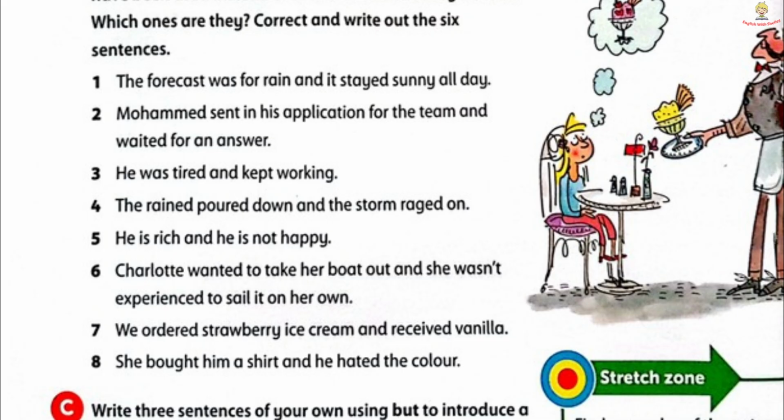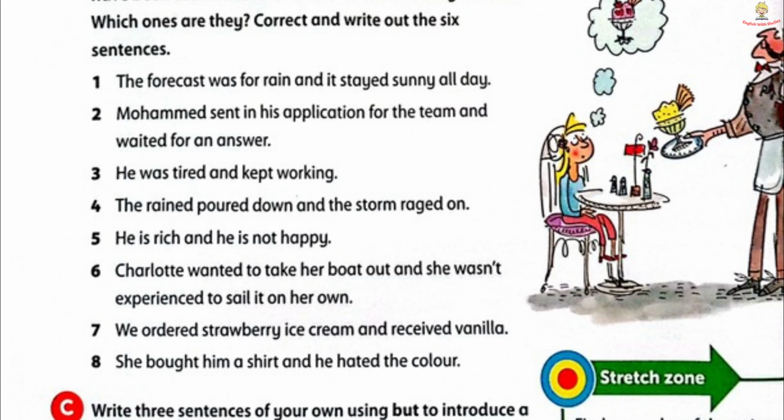So this is not the contrasting ideas, so we use and here. Next is, he was tired and kept working. So these are contrasting clauses, so here we use but. Next one is, the rain poured down and the storm raged on. Here we use the word and.